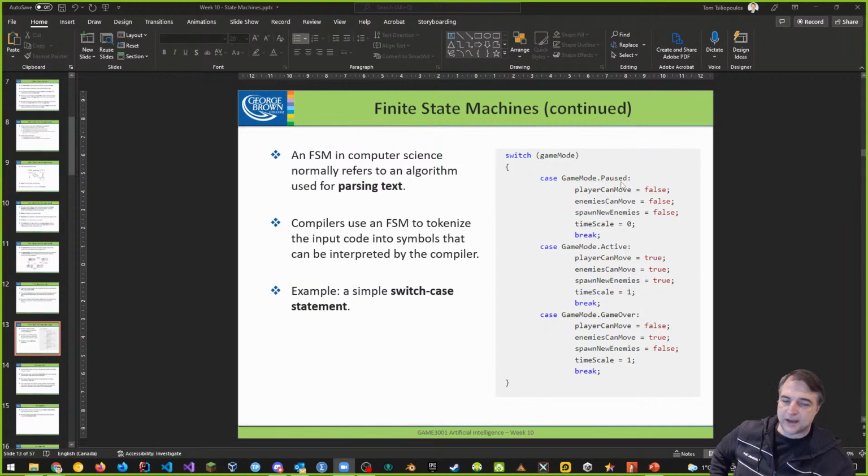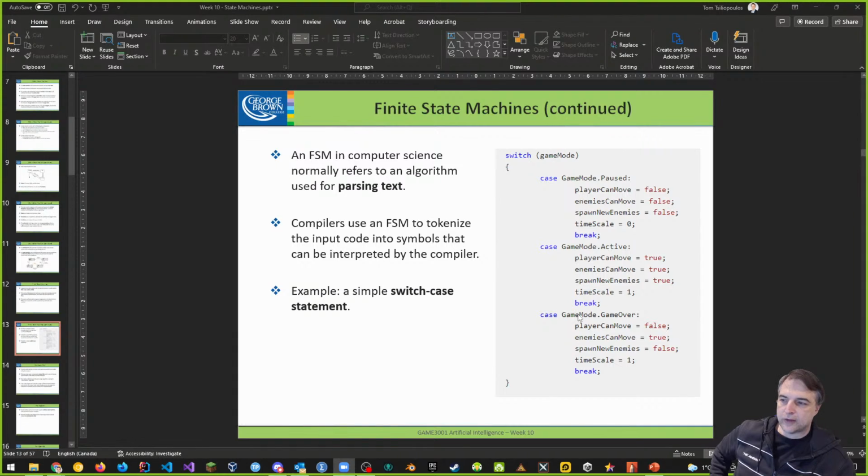And you guys have done state machines in your fundamentals as well, but we're just going over some of this right here. So again, let's suppose we have a game mode that is an enumeration, and the enumeration would be 0, 1, 2, 3. It represents numbers, typically in C++. Then if my game mode is paused, then player can move is equal to false, enemies can move is equal to false, spawn new enemies is equal to false, time scale is equal to 0. All right, so that's how the pause mode works. If we're in the active state, then the player can move, the enemies can move, spawn new enemies is true, and the time scale goes back to 1, so things are moving again.